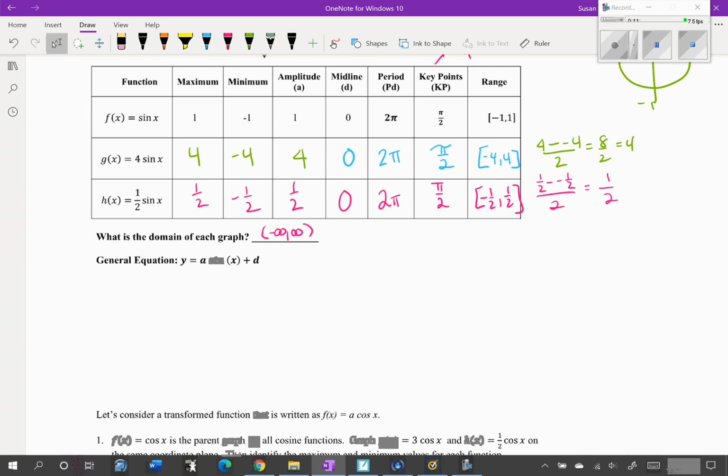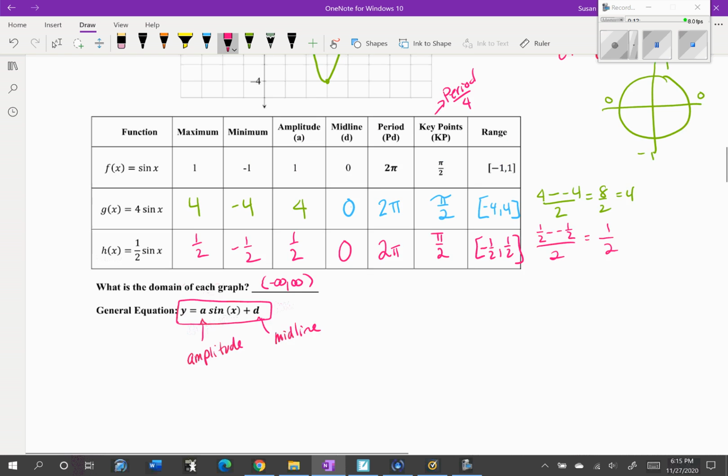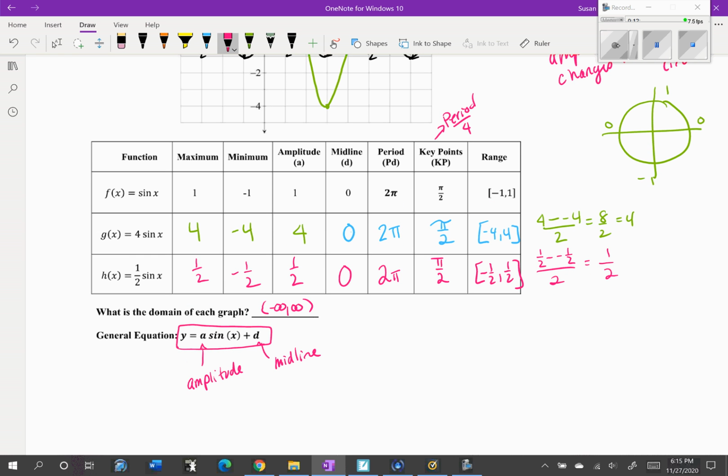So the general equation that we have is this equation right here. We're going to talk about that in just a little bit. But this a value is your amplitude, and the d value is your midline. So if you look at these equations here, notice there's nothing being added on the outside of our sine, which means the midline is at 0.